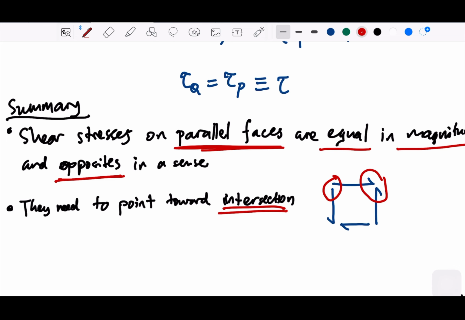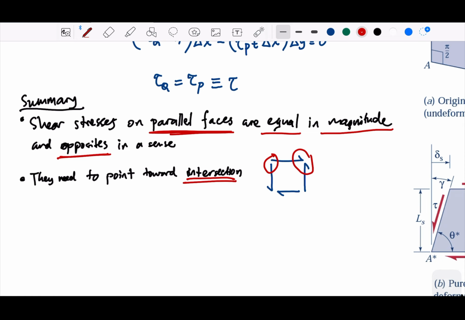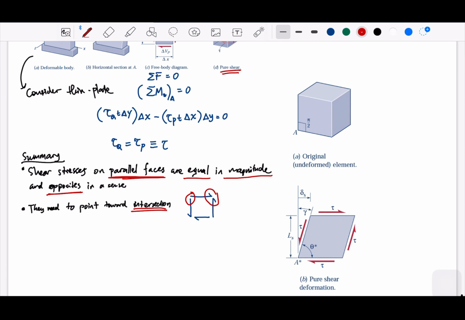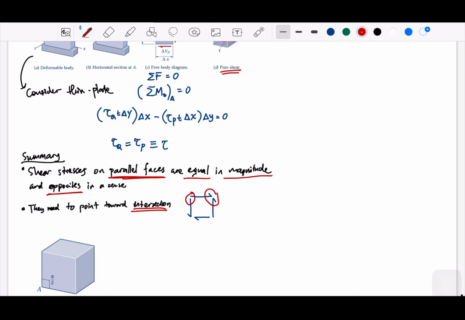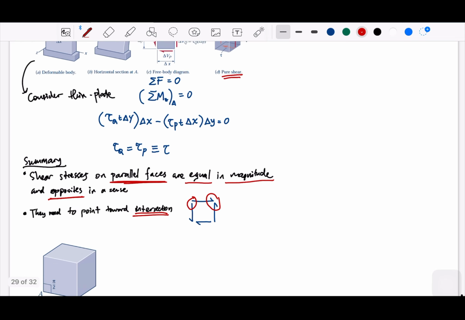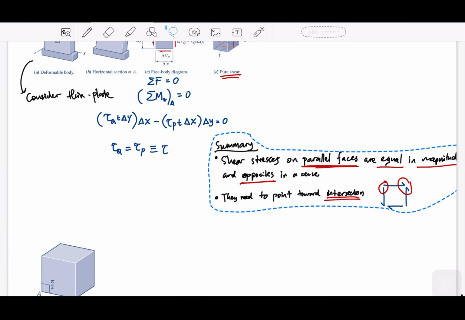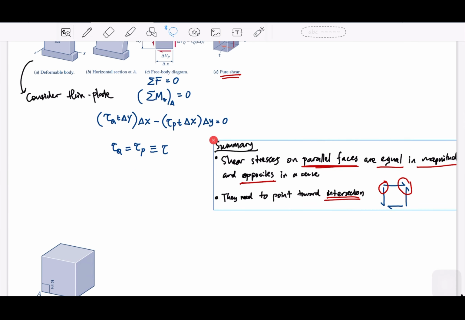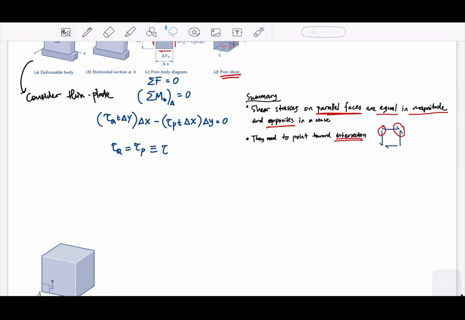Okay, that's all for the shear stress. Okay, let me take this a little bit down here, and maybe take this a little bit right. Okay, and also here.